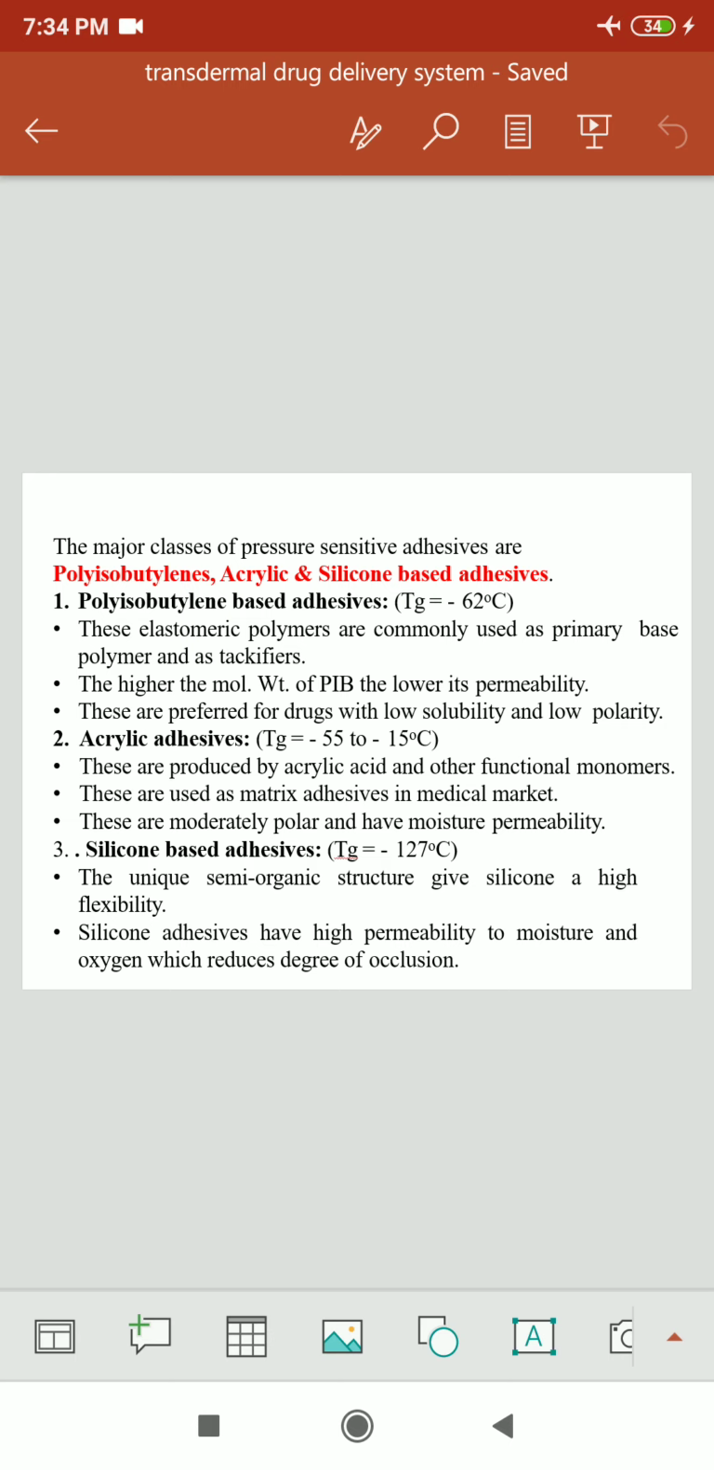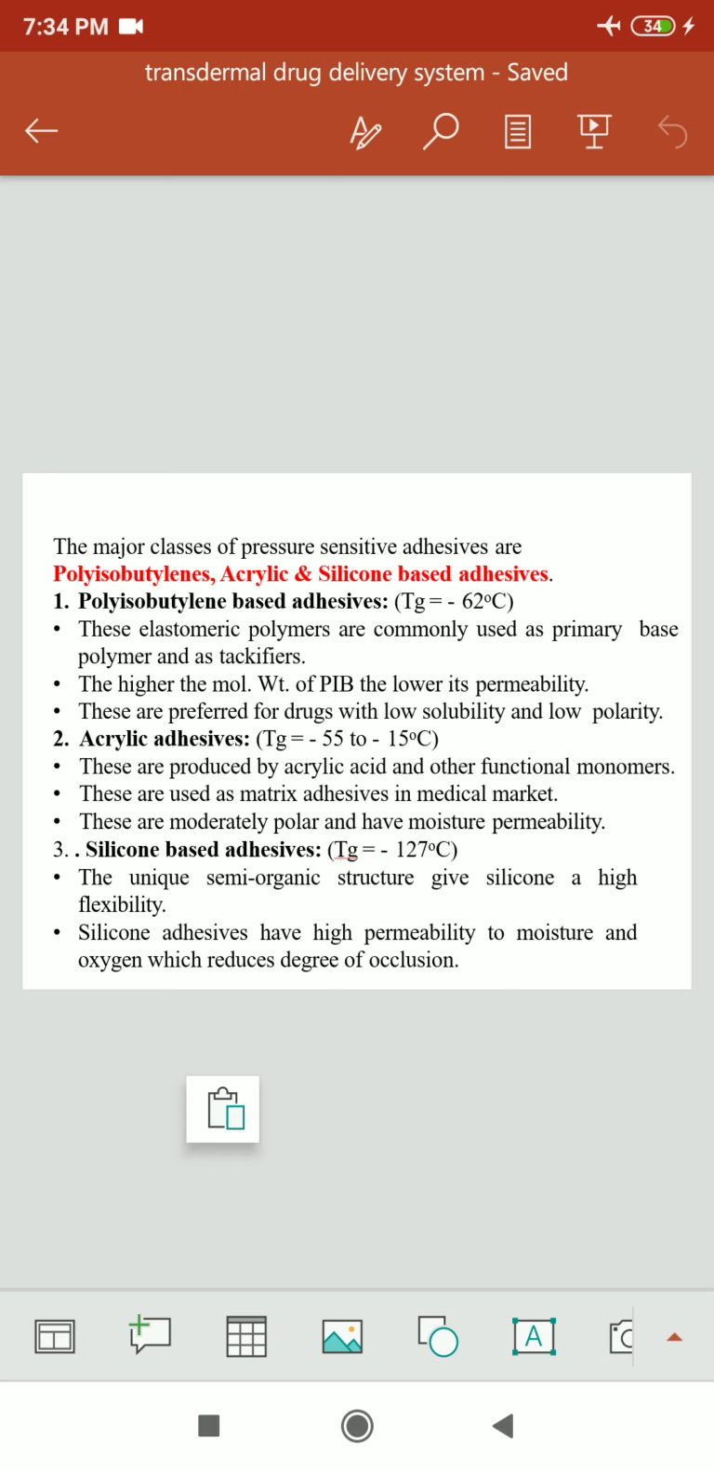glass transition temperature is minus 62 degree, and they are elastomeric polymers having a higher molecular weight. So when we are using higher molecular weight polyisobutylene, the permeability will decrease due to the higher molecular weight. So we need to use lower molecular weight. They are preferred for low soluble and low polar drugs.